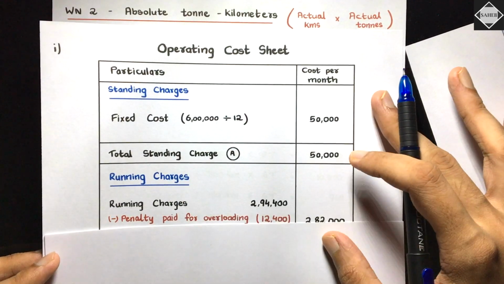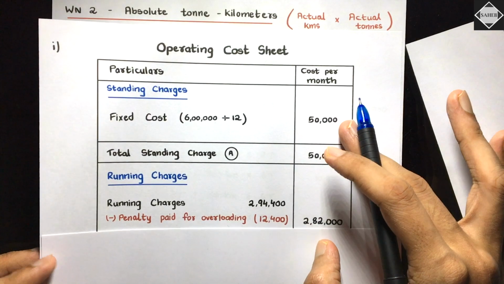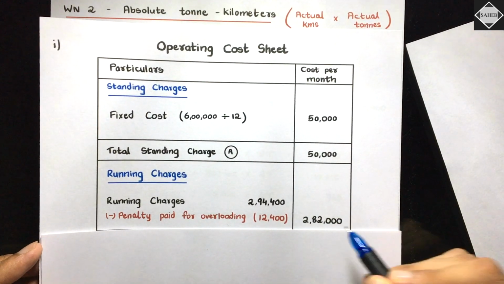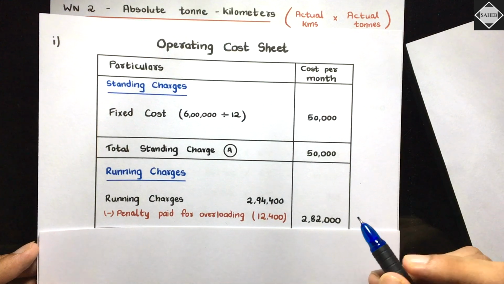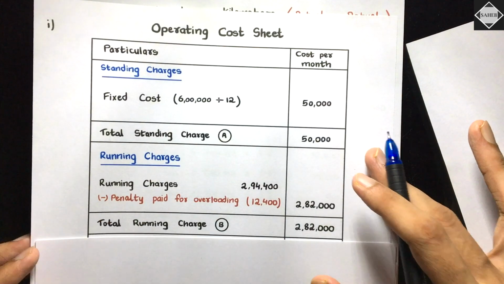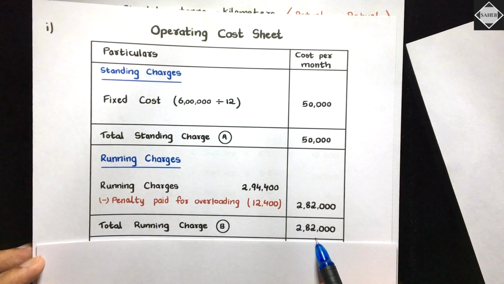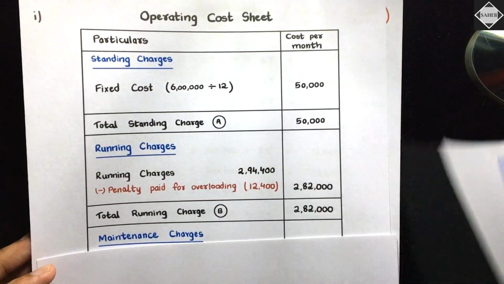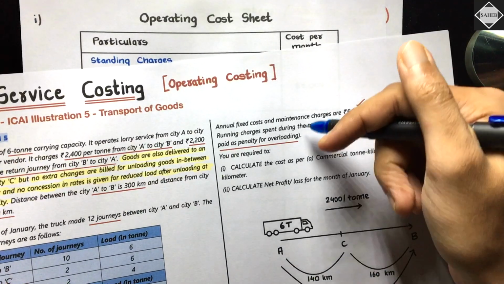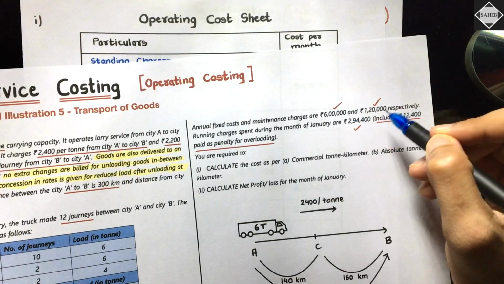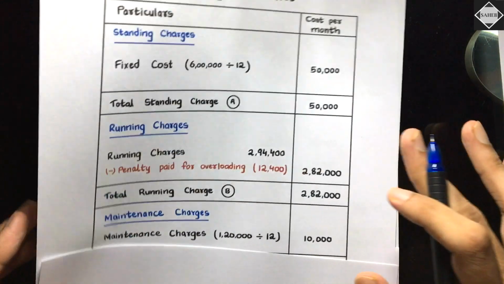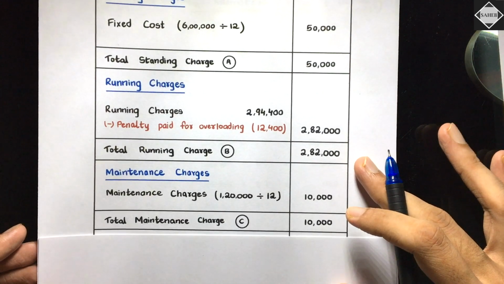Okay. Running charges 2,94,400 minus 12,400. That would be equal to 2,82,000. This would be the running charge in the month of January. Okay, right. So total running charge is how much? 2,82,000. Is it clear? Simple. And then maintenance charge. Maintenance charge also annually it was given. Annual fixed cost and annual maintenance charge they said. Now, so that's 1,20,000. 1,20,000 divided by 12, that is equal to 10,000. You all know. So total maintenance charge is 10,000 only.